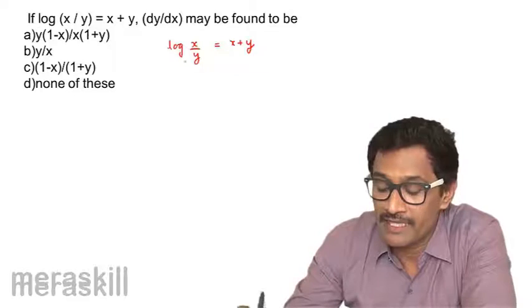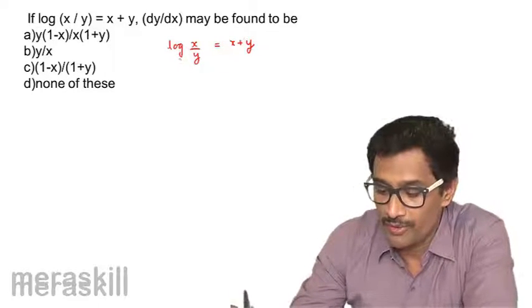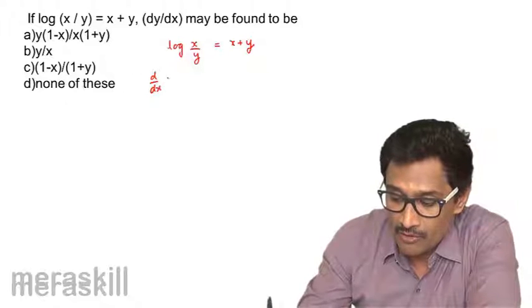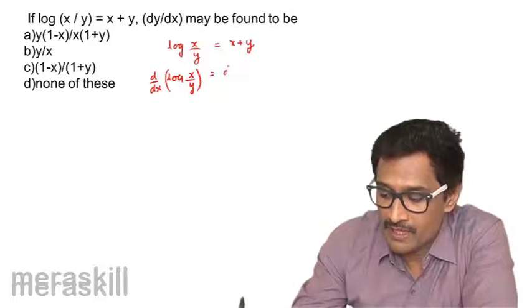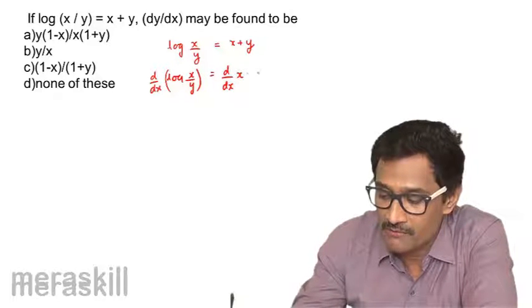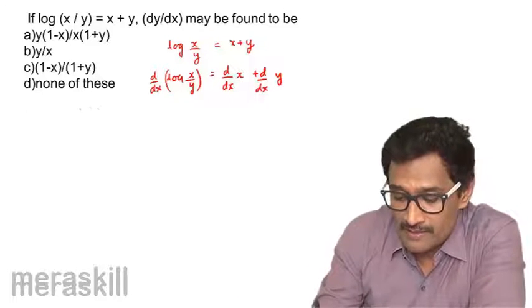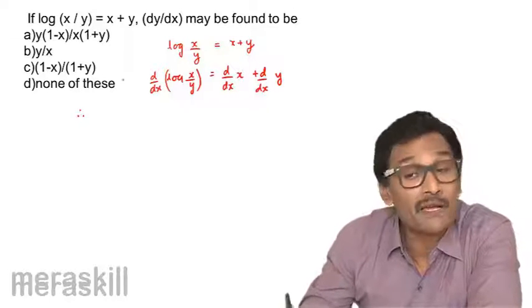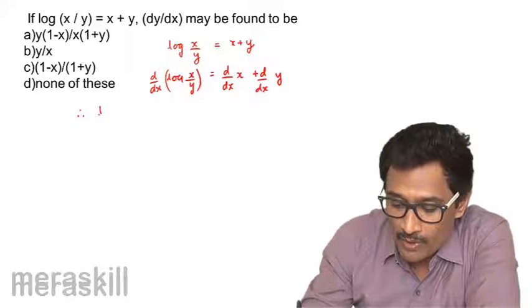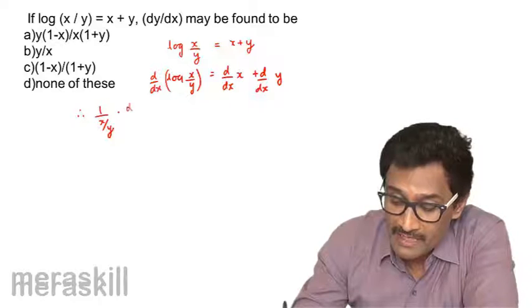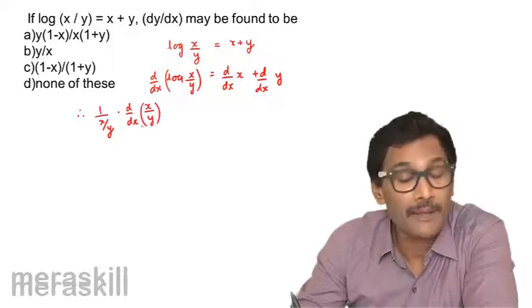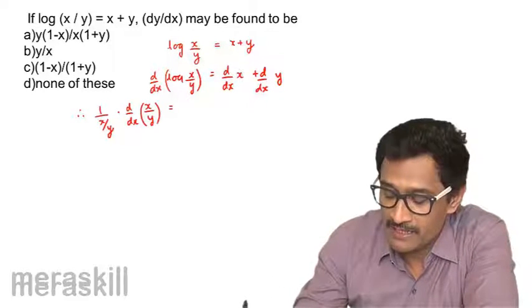We need to find d by dx on both sides. So we find d by dx of log x by y is equal to d by dx of this whole function, which is d by dx of x plus d by dx of y. Now here, this is going to be log of x by y. The first part that is there is 1 upon x by y. Then you have to find d by dx of x by y. And this side, it is d by dx of x.